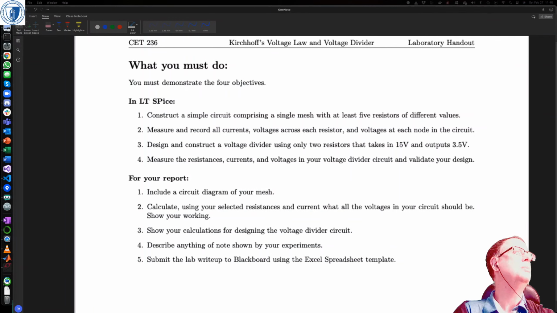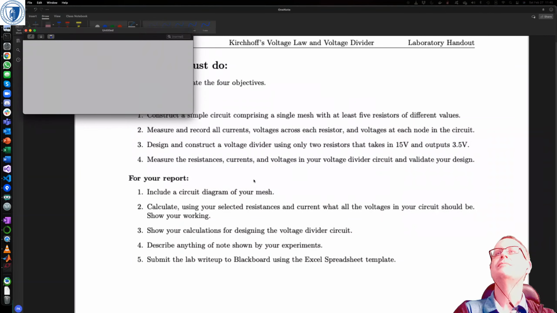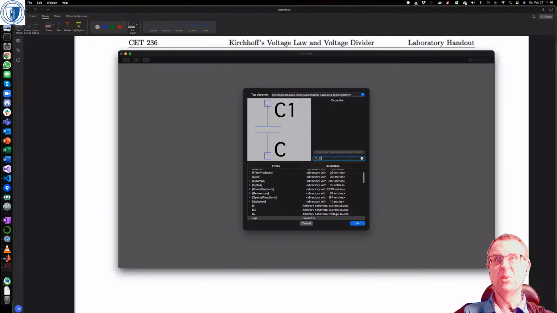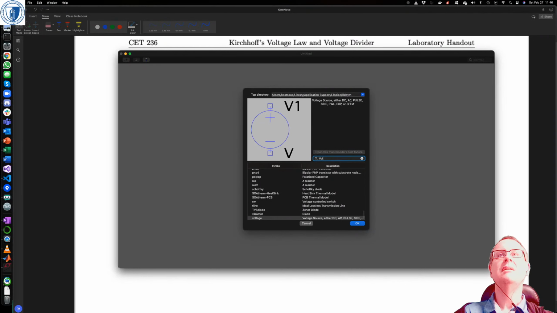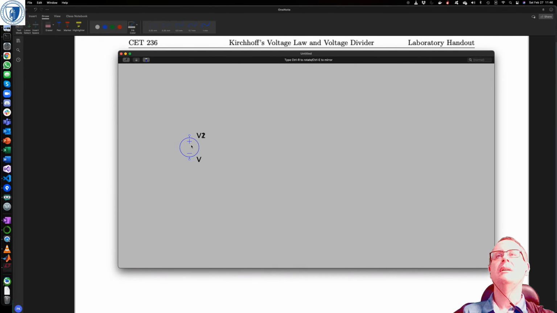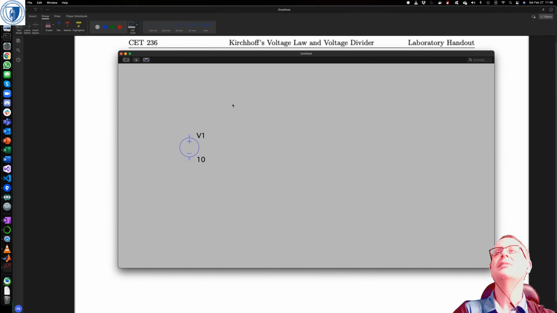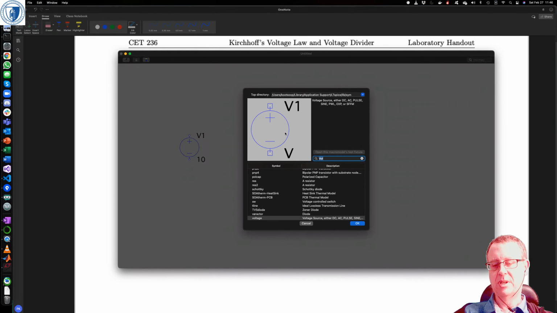And I'm going to start a new blank schematic. Right, so we want 5 resistors, and we probably also want a voltage source in there, and you want to measure and record all the currents. So let's add some stuff to this. I prefer having simple numbers, so let's go with 10 volts, and then we can add some resistors.